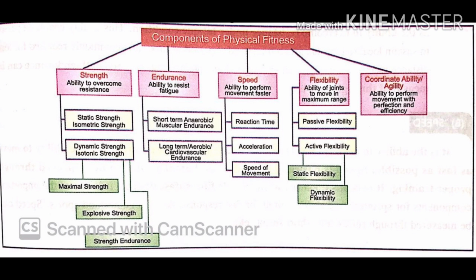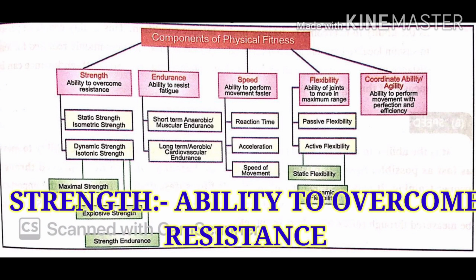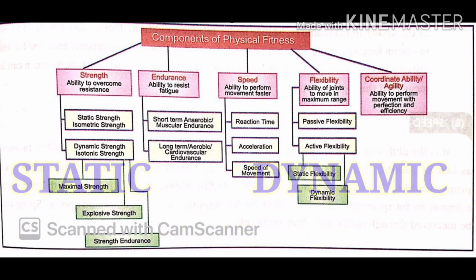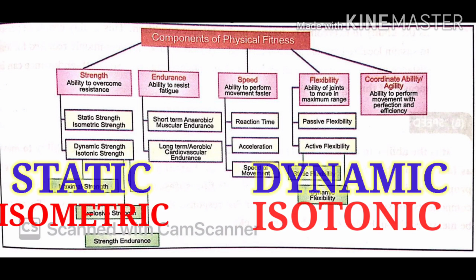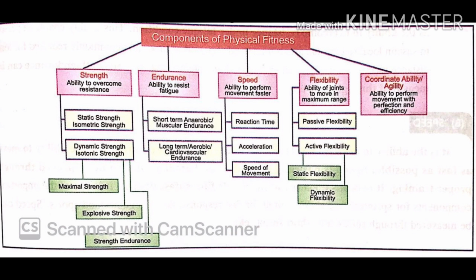Okay, let us come to strength first. Strength is the ability to overcome resistance. It is of 2 types: static strength, that is also known as isometric, and dynamic strength, that is also known as isotonic. Dynamic strength is divided into 3 subdivisions: maximal strength, explosive strength and strength endurance.